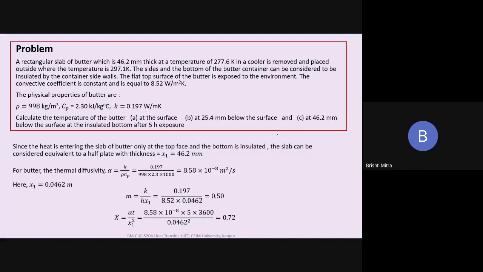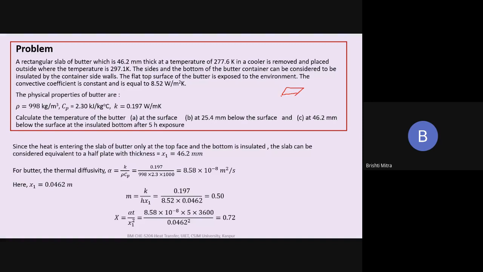A rectangular slab of butter, which is 46.2 mm thick, at a temperature of 277.6 Kelvin in a cooler, is removed and placed outside where the temperature is 297.1 Kelvin. The sides and the bottom of the butter container can be considered to be insulated by the container side walls. The flat top of the butter is exposed to the environment. So what do we have? We have a slab of butter like this.